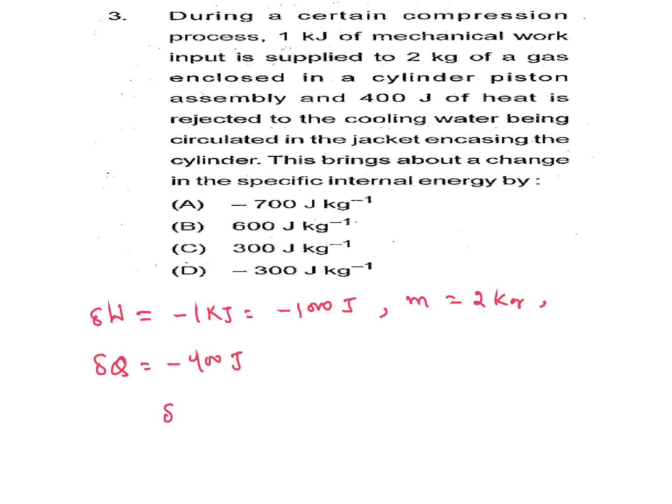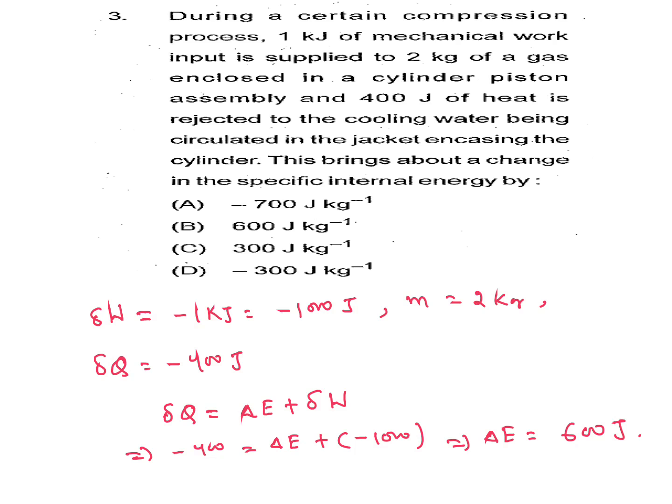So from the first law of thermodynamics, minus 400 equals change in internal energy plus minus 1000, so del E equals minus 400 plus 1000, it's 600 joule. But all options are in joule per kg, so you divide by mass 2 kg, you will get 300 joule per kg. So C is our answer.